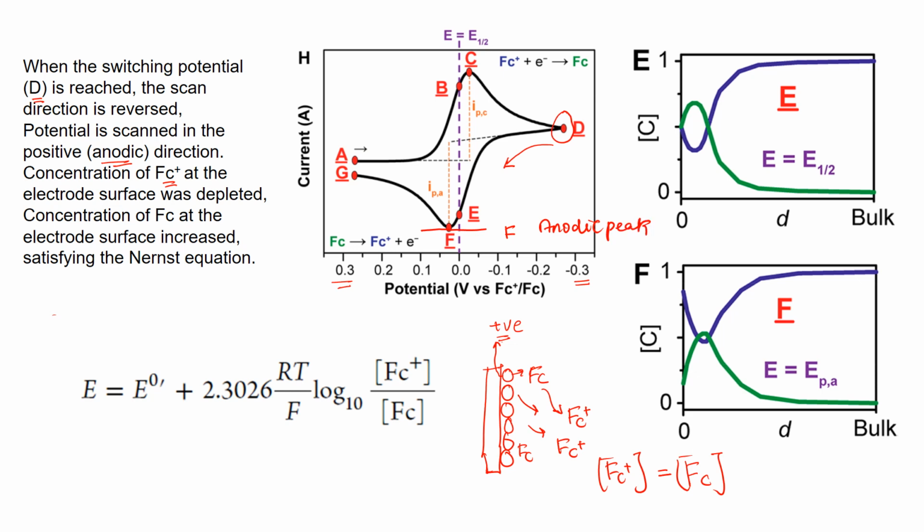Now, Fc plus ions at the electrode surface get depleted, and the concentration of Fc at the electrode surface gets increased. So this satisfies the Nernst equation, as we have seen in the case of the negative cycle, that is the reduction cycle. This is oxidation, where an electron is being released by the Fc.